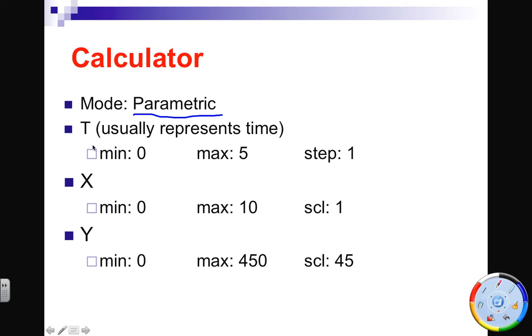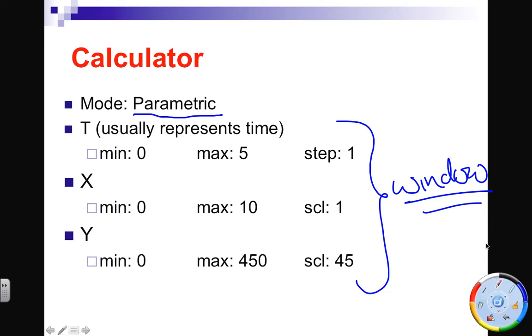Since t usually represents time, we usually start with t equals 0. For this particular question, we're going to go to a max of 5. So t min is 0, t max is 5. I'm going to do this right along here. By the way, I didn't mention this: this is in your window. So t min of 0, t max of 5 with a t step of 1.